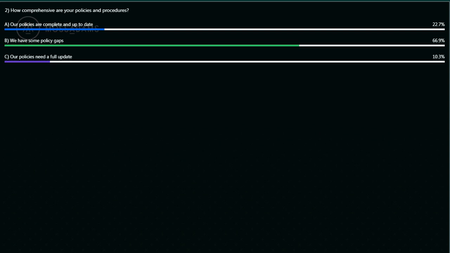Excellent. I would expect the largest line to be the green line. I guess if we would have asked the question, have they been updated in the last year, this may be a different outcome. Perfect.